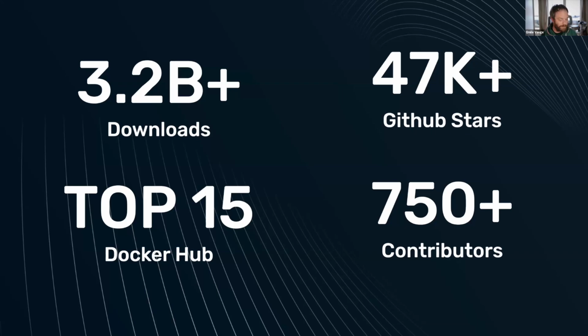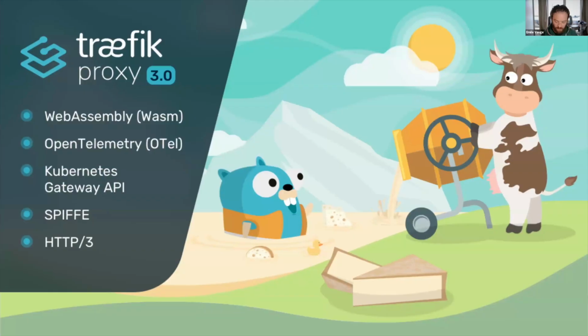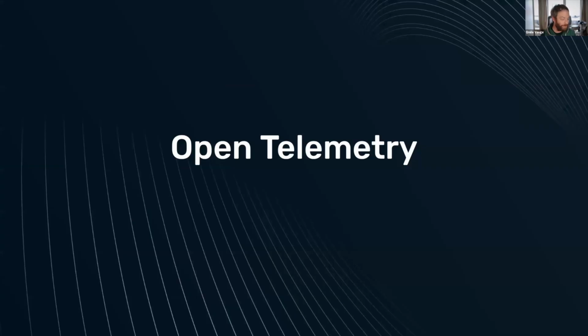All right, it's time to get back to the main topic, which is Traefik 3. We will focus on key features that are part of this release. Of course, the release notes are way bigger than that, but those are the key features that we want to highlight: WebAssembly, OpenTelemetry, Gateway API for Kubernetes, SPIFFE, HTTP3, and also Tailscale. Let's start with OpenTelemetry and Nico.